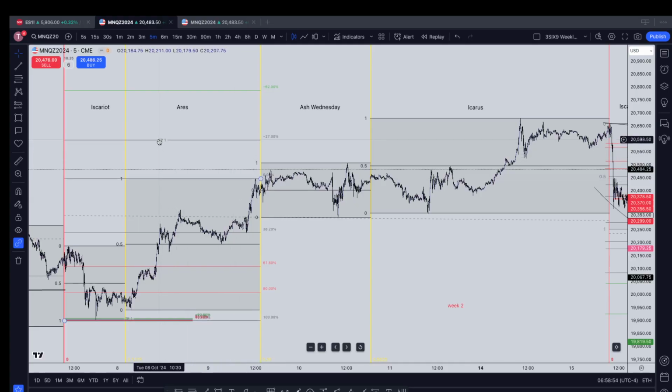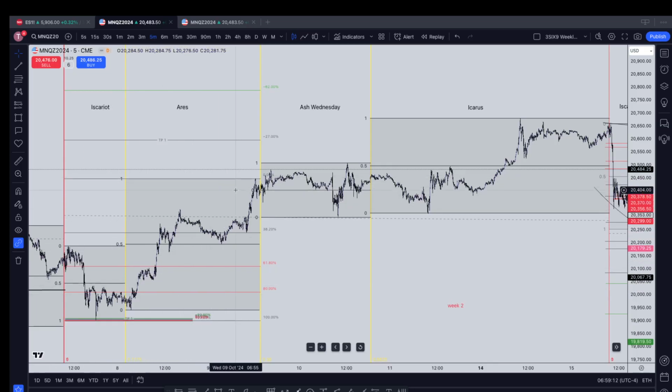My first take profit would be right here. This is where I would take most of my take profit, and I mark that as TP1. Okay, and that's when I would enter. When would I enter that? I would enter that on a Wednesday, right? Because this was Iscariot. This was Aries, right?